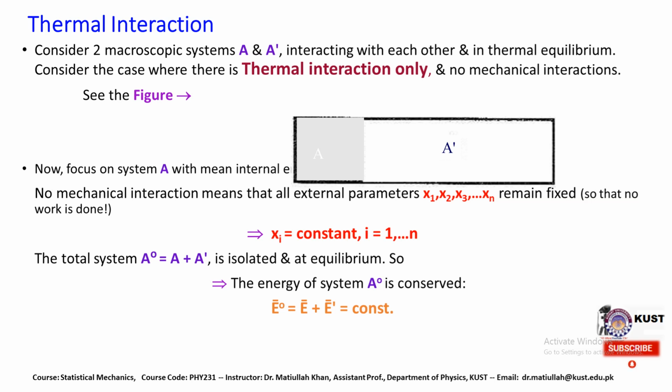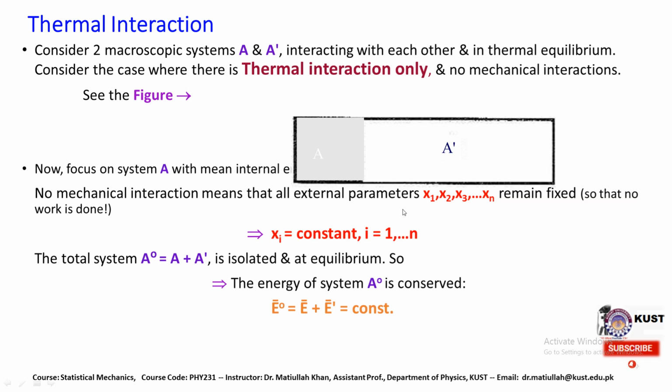macroscopic systems, that is A and A dash, and both the systems are interacting with each other and in thermal equilibrium. Consider this is the case where there is a thermal interaction only and no mechanical interactions. So we are specifically considering the thermal interaction in this case. This is system A and this is system A dash. So what happened? We need to focus on system A, which has some particular energy, no mechanical interactions.